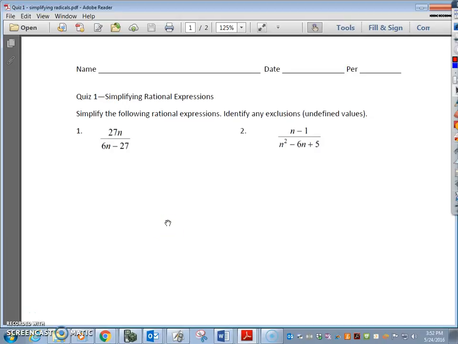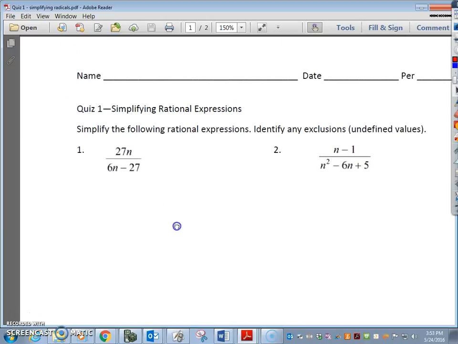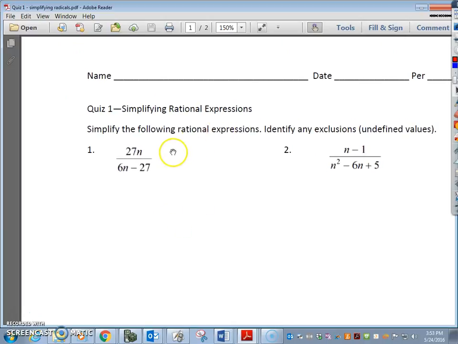Okay, let's go over quiz 1, simplifying radical expressions. This is only two problems. The instructions say simplify the following rational expression, identify any exclusions on defined values. So all this is we're looking at the definition or how rational expressions work. And again, a rational expression is just a fraction, but it's an algebraic fraction. It has numbers and variables.